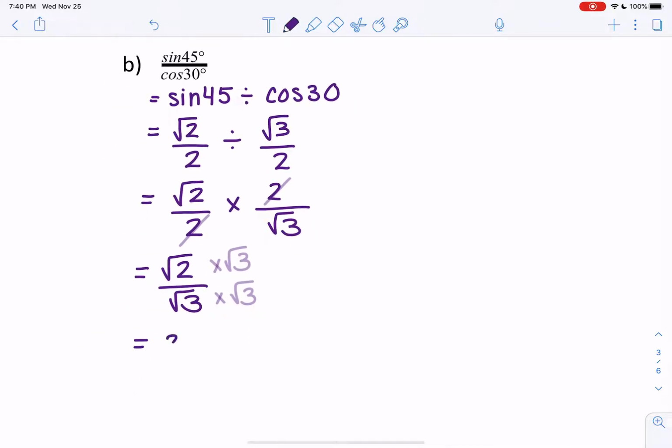And we have root 2, root 3 over 3, which we can simplify to root 6 over 3. And that's our final answer. But you can see how we use those exact values to sub them in, and then we just simplify them using our rules for radicals.